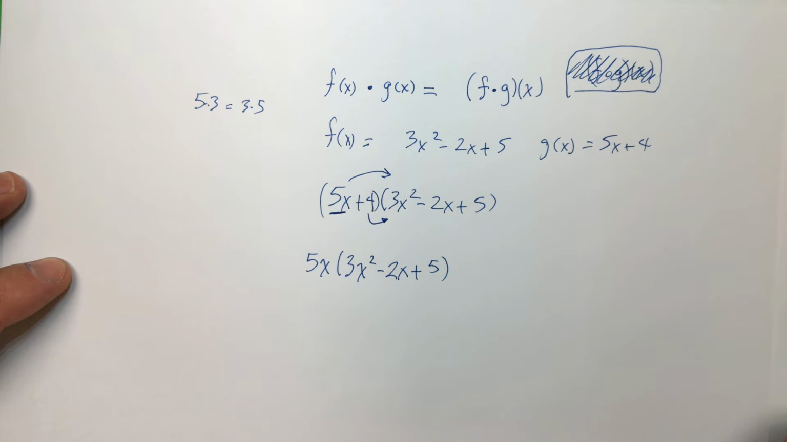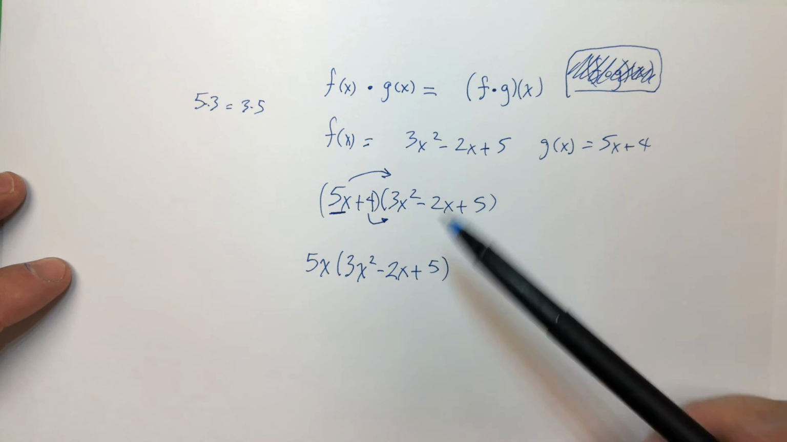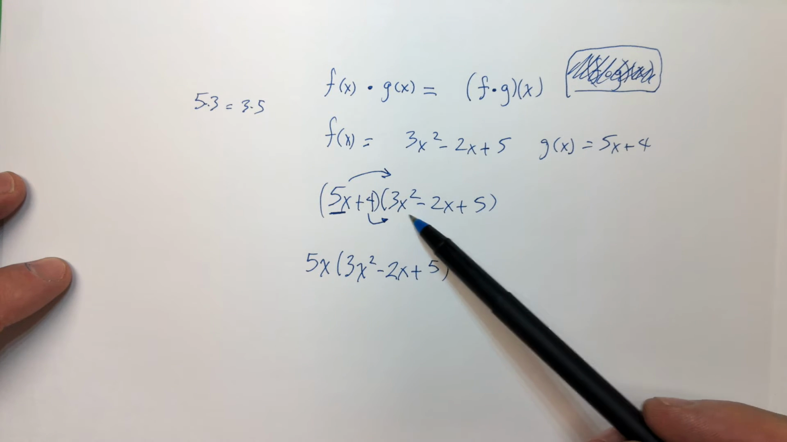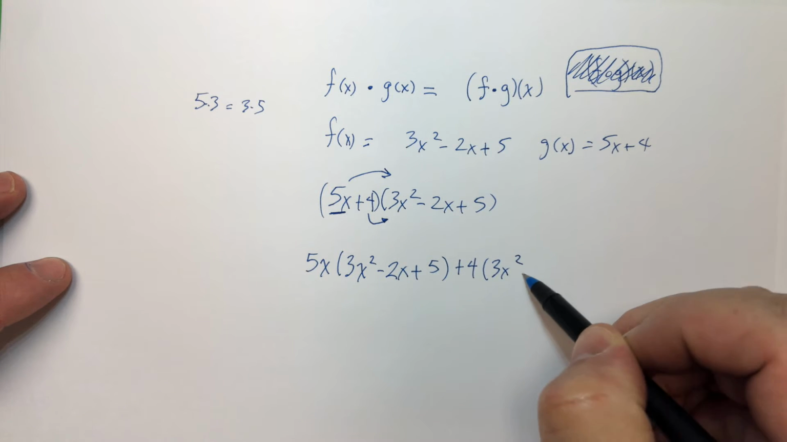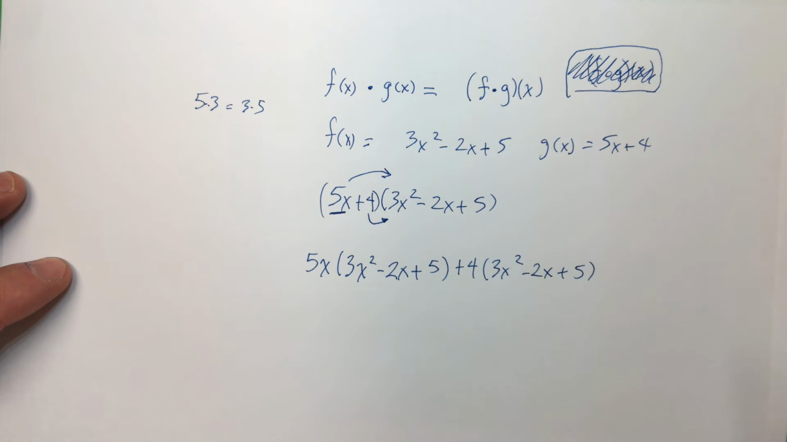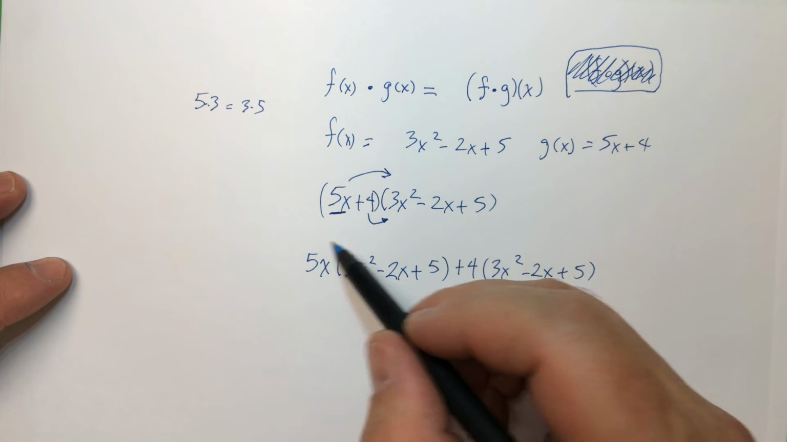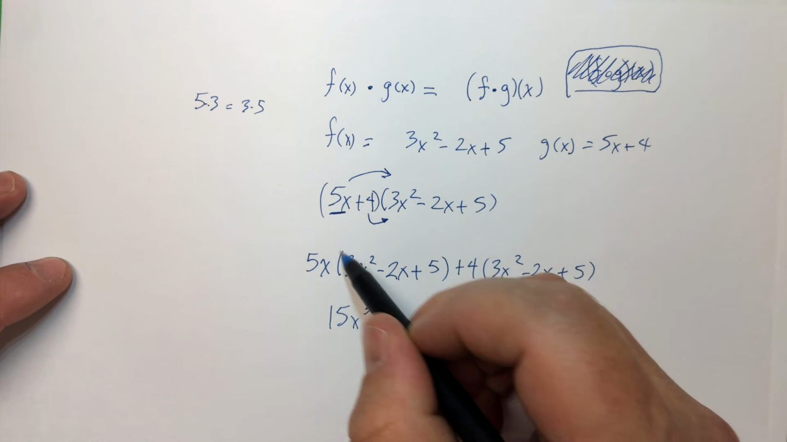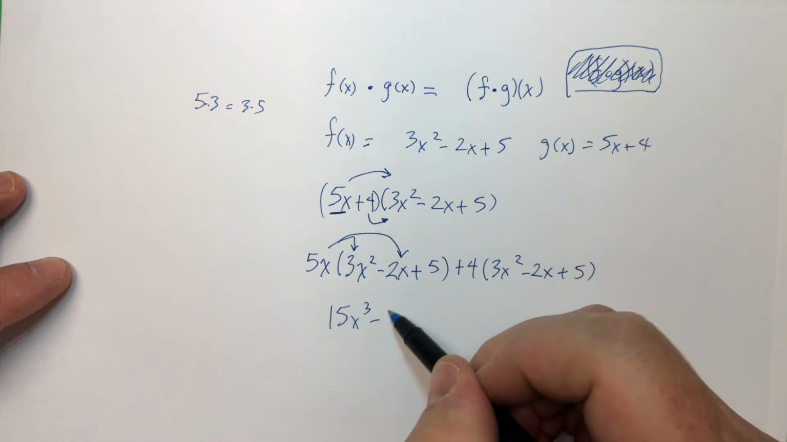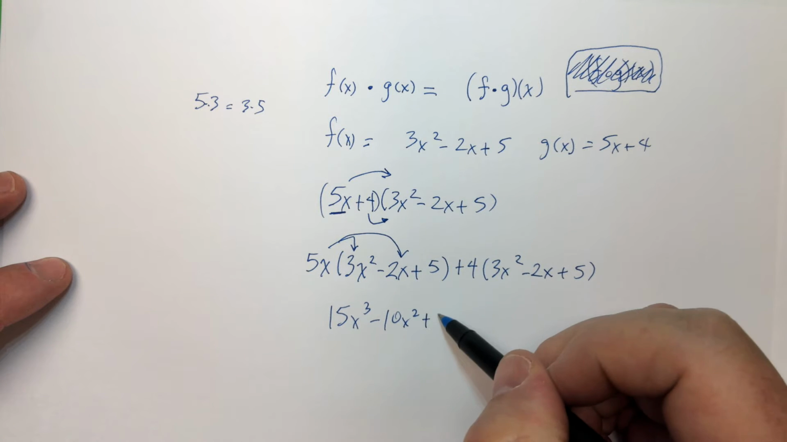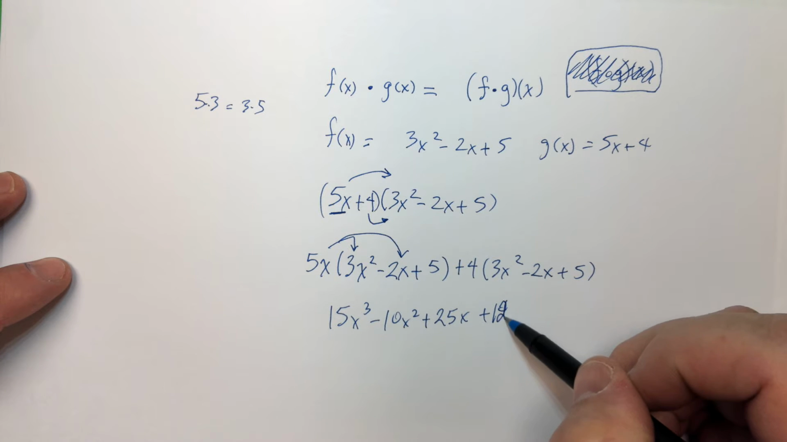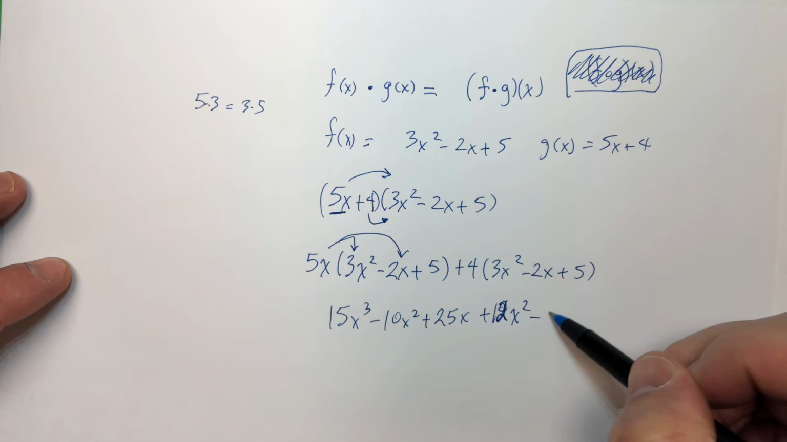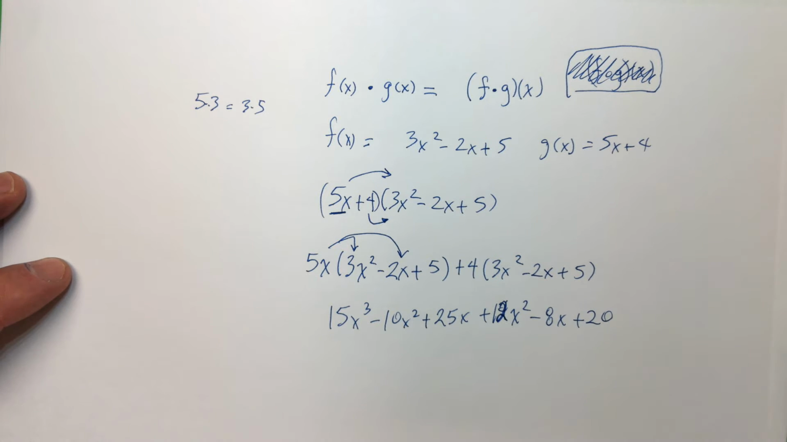So this is what I would do. If I were you and I was getting ready, this is how I would do it. I would go ahead and write out 5x times all of that, and then plus 4 times all of that. Like that, you see? And then you distribute and combine like terms. So 15x cubed, that's those two, right? Minus 10x squared plus 25x plus 12x squared minus 8x plus 20.